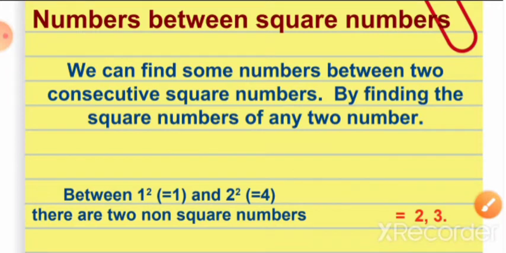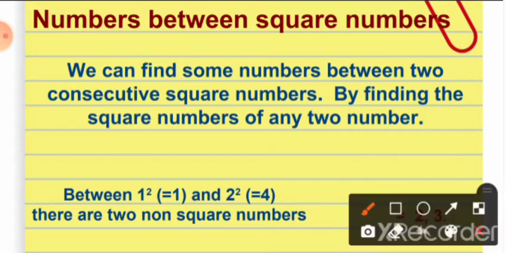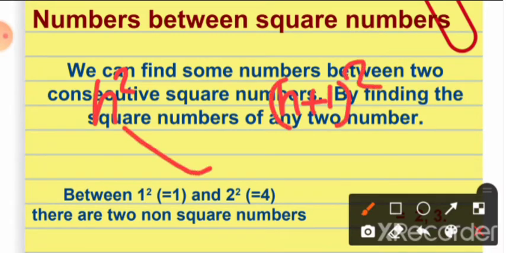If you want to calculate how many numbers lie between two consecutive square numbers, you can take the first number as n square and the second as n plus 1 square. So how many numbers lie between n square and n plus 1 square? The result will always be 2n.